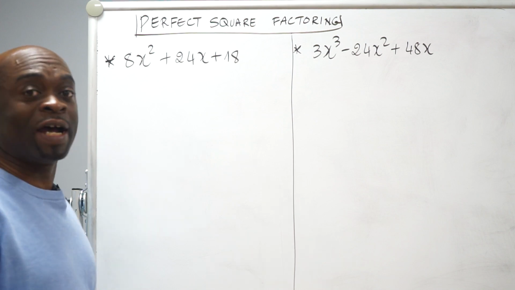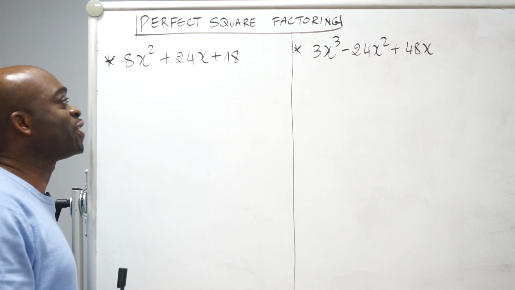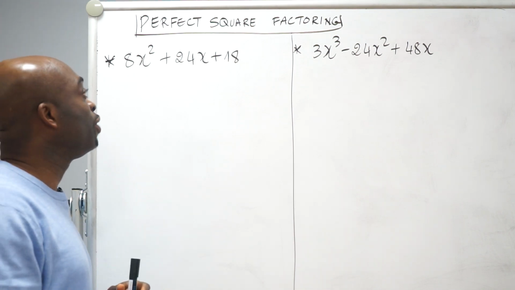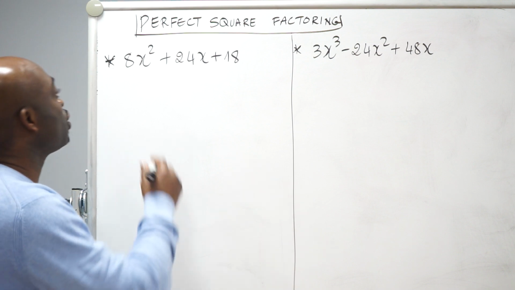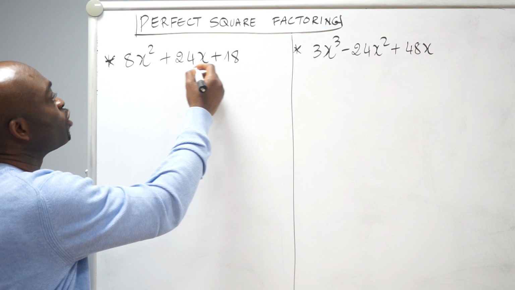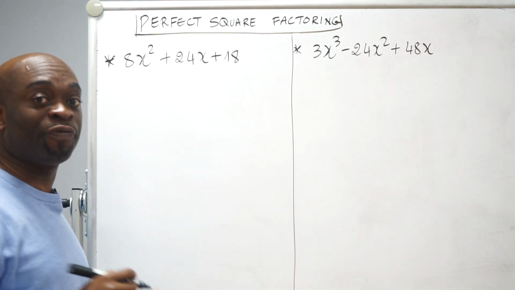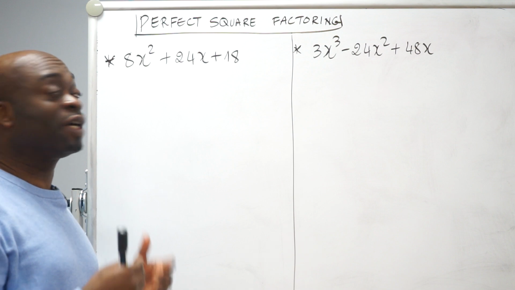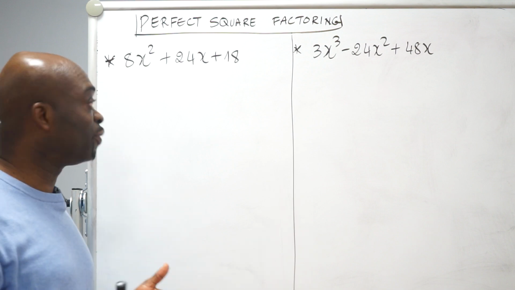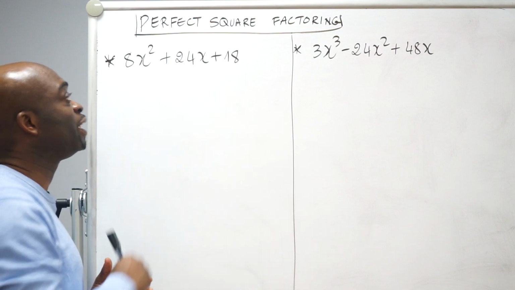Guys, perfect square factoring here. So we have two questions here, and then we're going to see how we're going to use perfect square factoring formulas. So we have 8x squared plus 24x plus 18. The first thing is to recognize that you are in front of a perfect square factoring. Okay, so you have three terms to begin with.